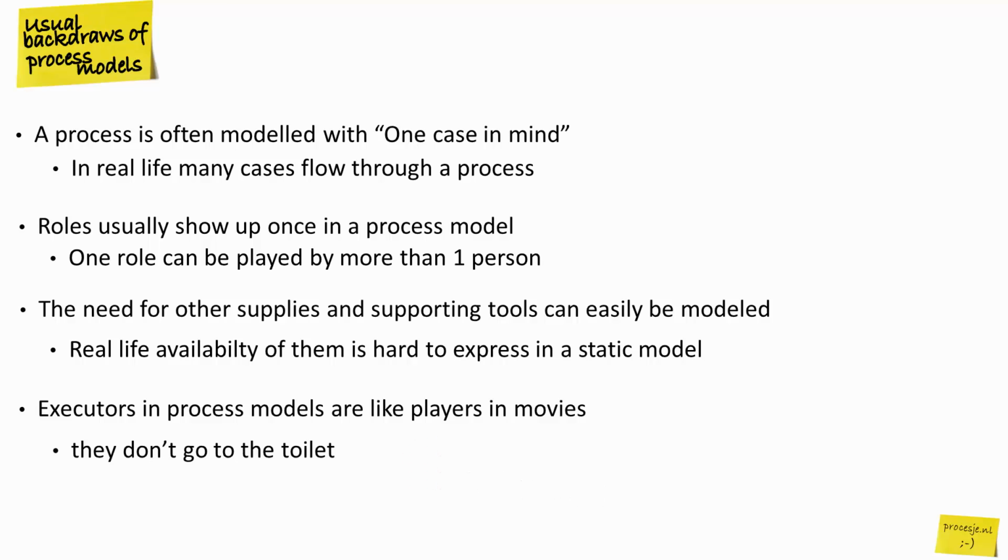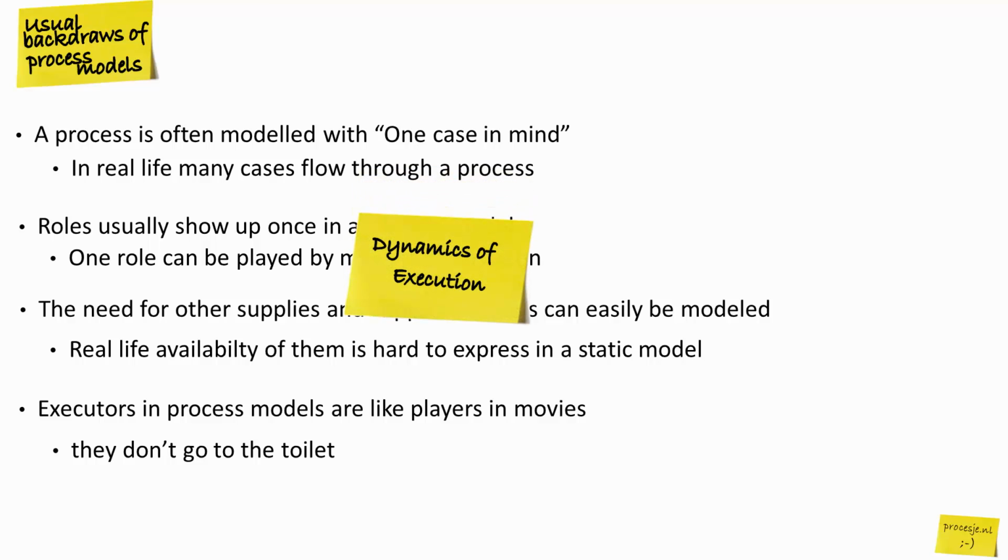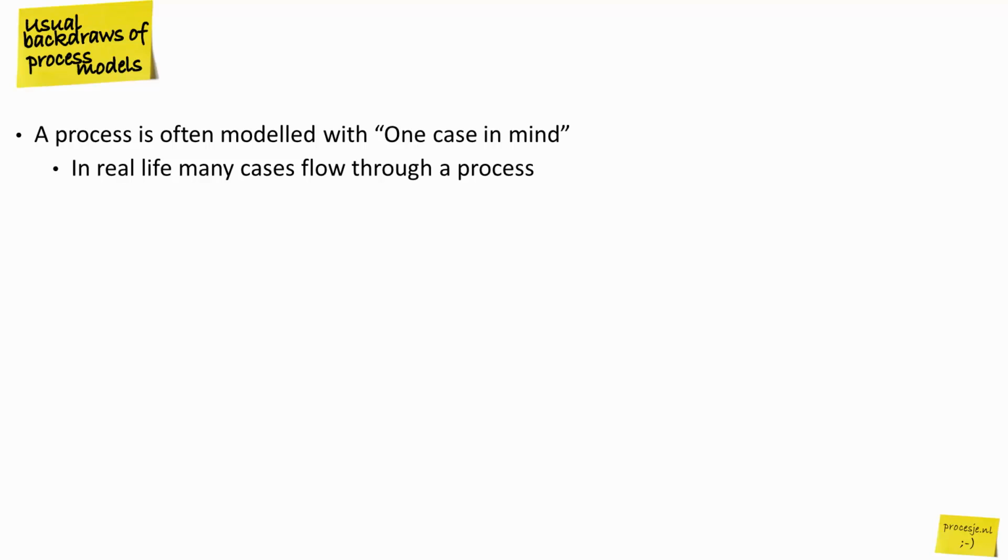So that's what I all mean with what I often call the dynamics of execution. All these dynamics which happen in real life and make a process perform badly, it's hard to see them in a process model. So that's what we're going to discuss in the next videos. And I'll start with the fact that in real life many cases flow through a process, but in a model it's often modeled for one case. And does that help? We'll see in the next video where we talk about cases versus process models.